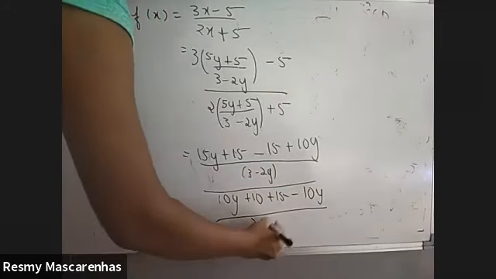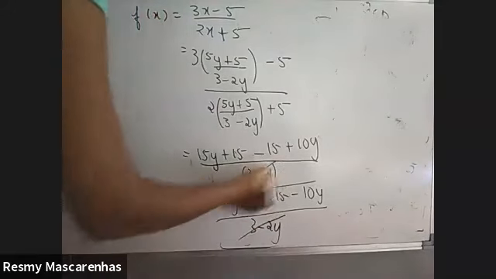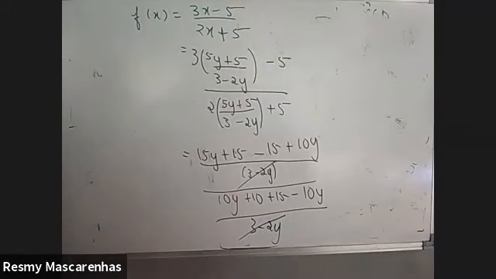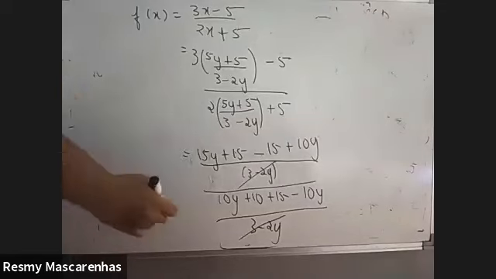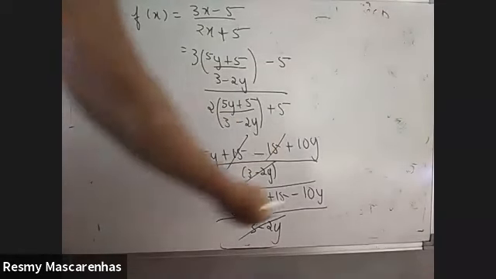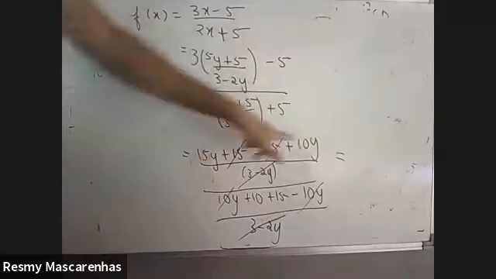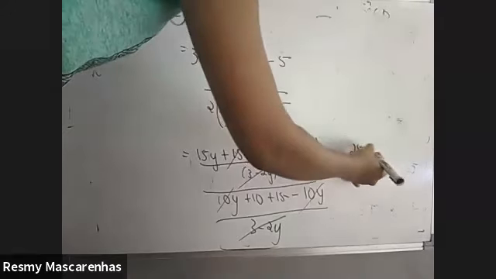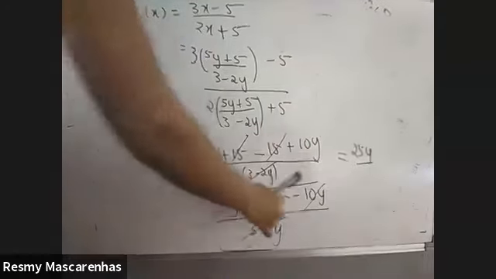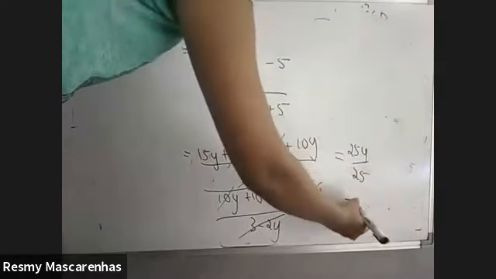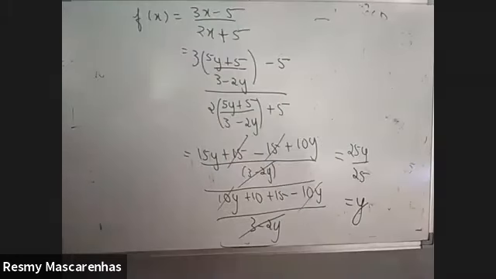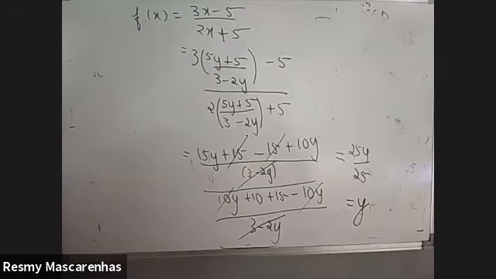upon 3 minus 2y. So this alternate will cancel. And then plus 15 minus 15 will cancel. Plus 10y minus 10y will cancel. So 15 plus 10 will give you 25y upon 10 plus 15, which will give you 25. So you got the answer as y. That's why, therefore, onto you have to write.